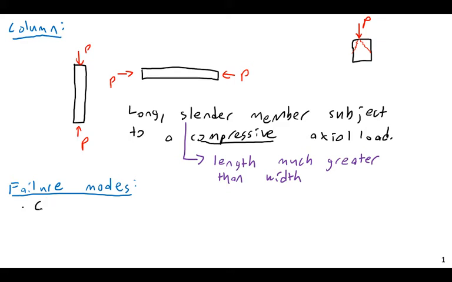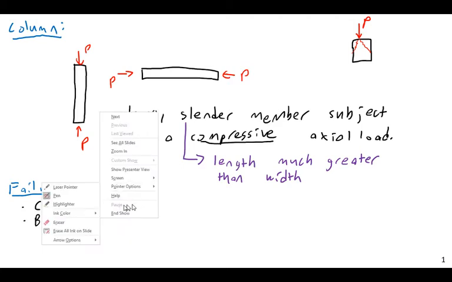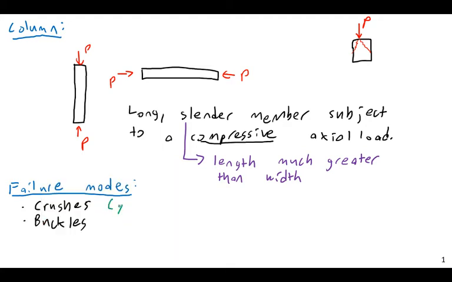So failure modes: a column can crush or buckle. So we have crushing and buckling, and we can consider these as two different failures. Crushing would be a case of yielding, and buckling would be a case of lateral deflection.